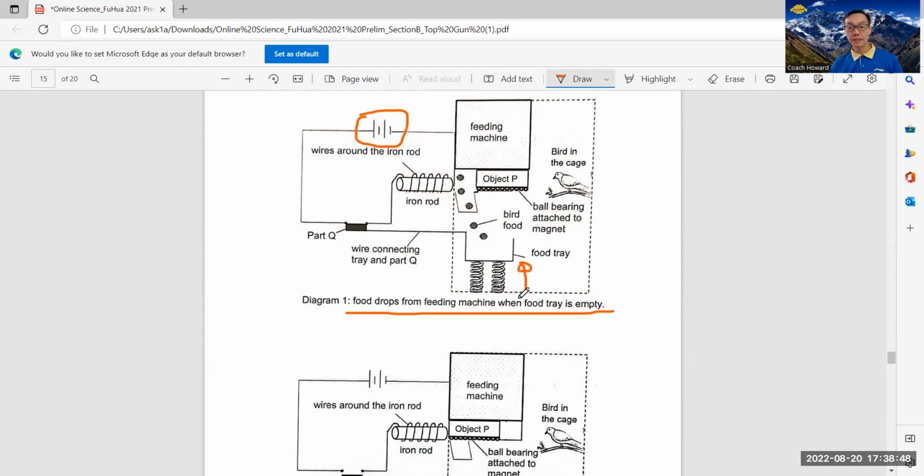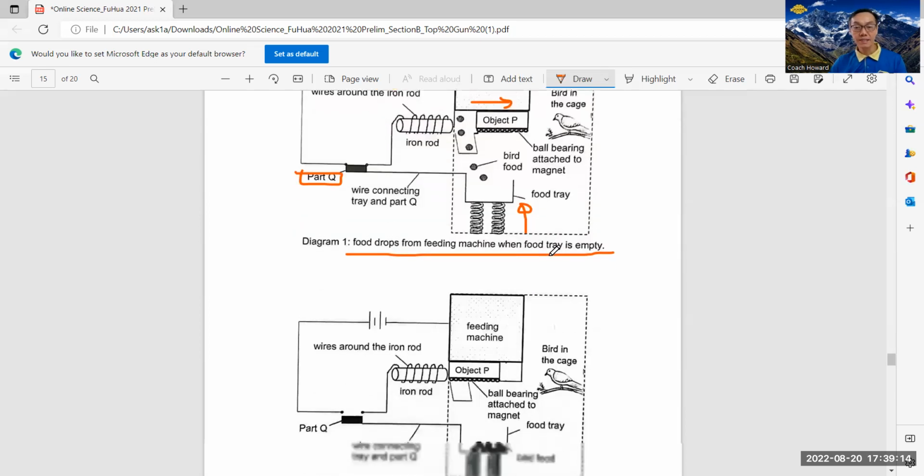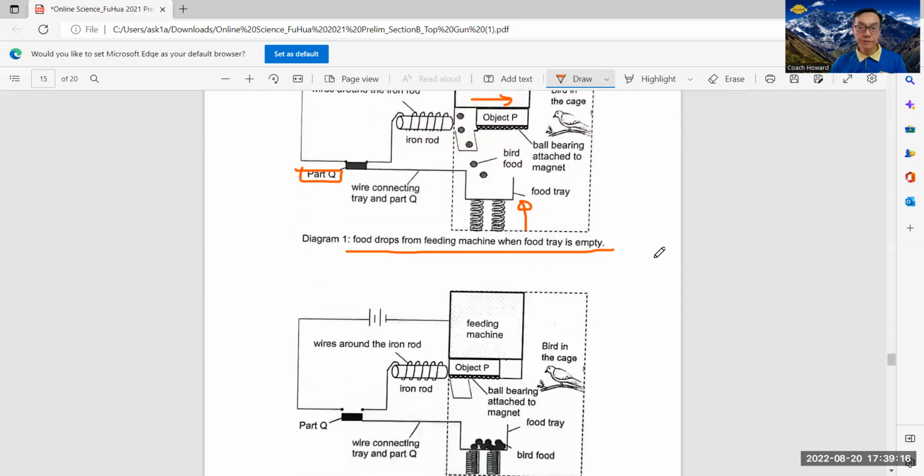This part, the spring will spring up, and then will allow part Q to touch this part to form a closed contact, a closed circuit. It will activate the electromagnet. So this electromagnet actually causes object P to slide away. From here, by annotating, you know that object P is a magnet, because only a magnet can be repelled by another magnet. Okay, so this is the beauty of annotating.